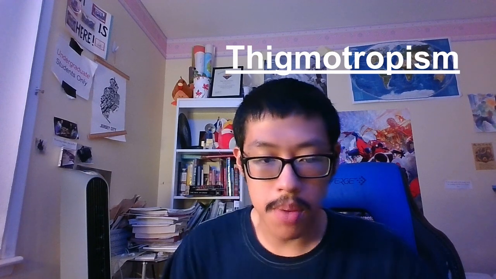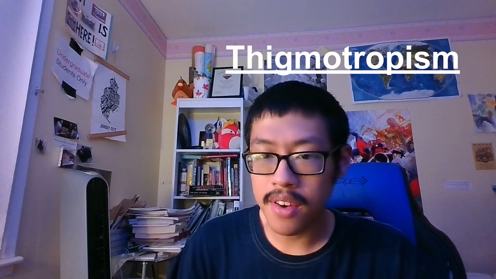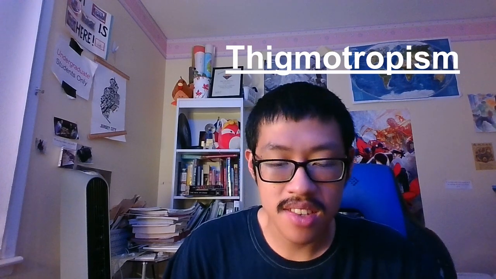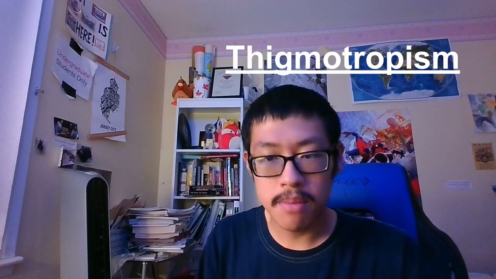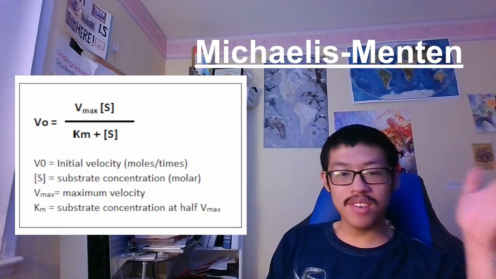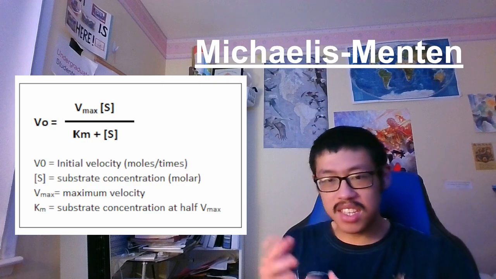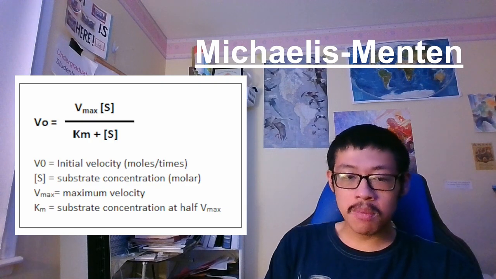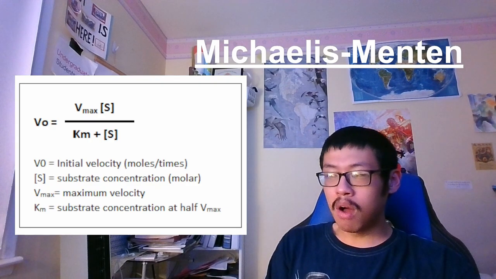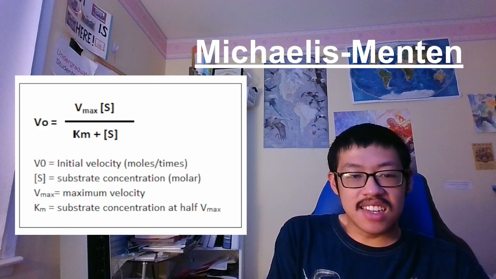Pygmotropism is the ability for a plant to grow in a specific direction in response to touch. So if you've ever worked with vines, this is how they're able to climb stalks. The Michaelis-Menten equation is a model that allows for the prediction of enzyme velocity. Enzyme velocity is the rate at which an enzyme can catalyze the molecule that it's acting on, called a substrate.